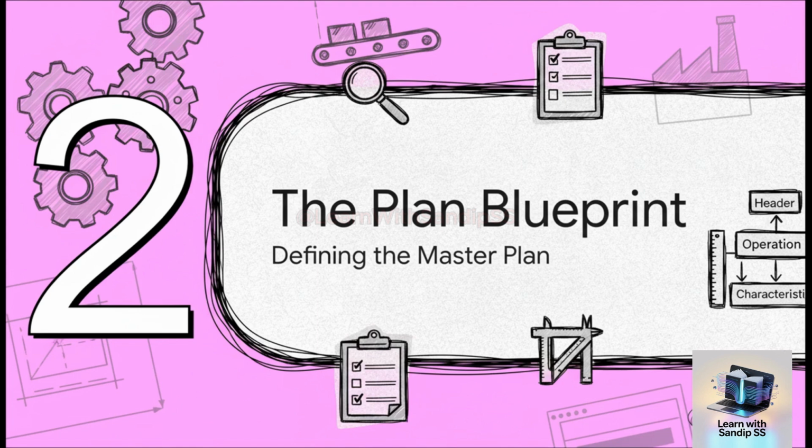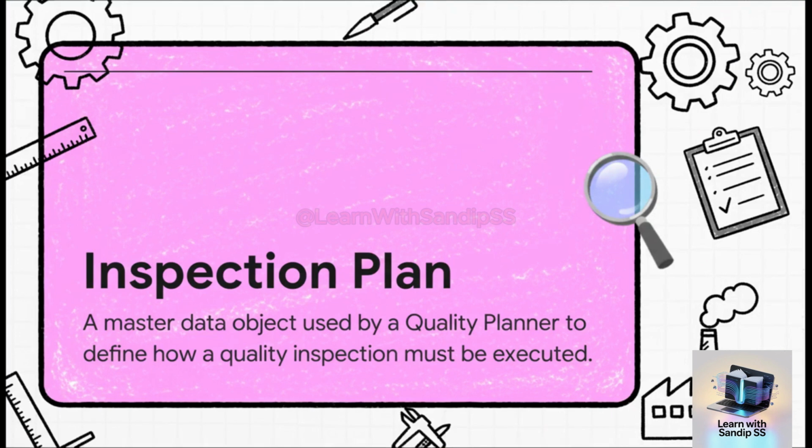I want you to think of the quality planner as an architect, and the inspection plan, that's the detailed, down-to-the-millimeter blueprint they create for every single quality check. So formally, this is what it is. It's a core piece of master data in SAP that a quality planner carefully sets up, and its entire job is to remove every ounce of ambiguity from the inspection process for a material, or, and this is key, for entire groups of similar materials.